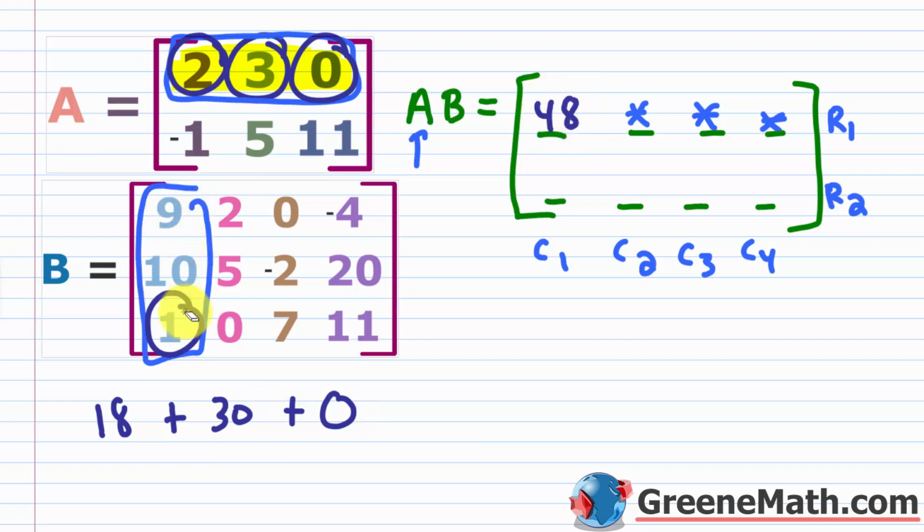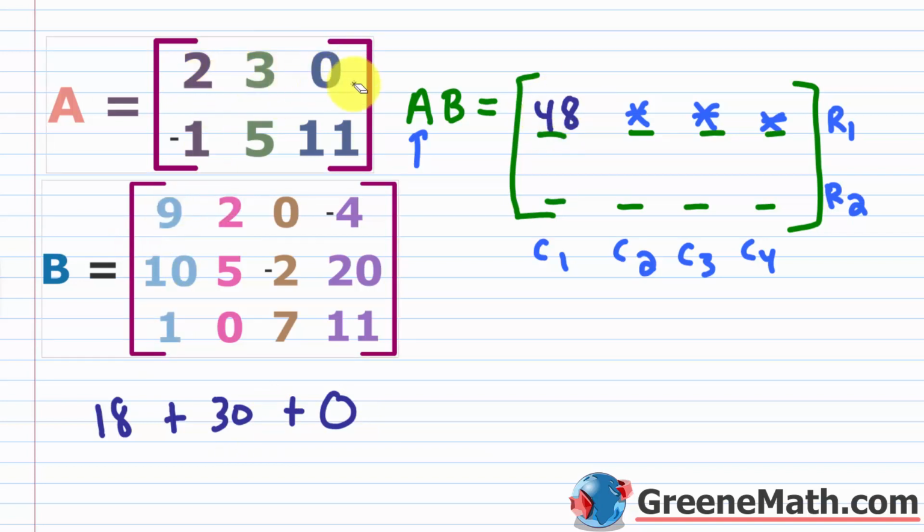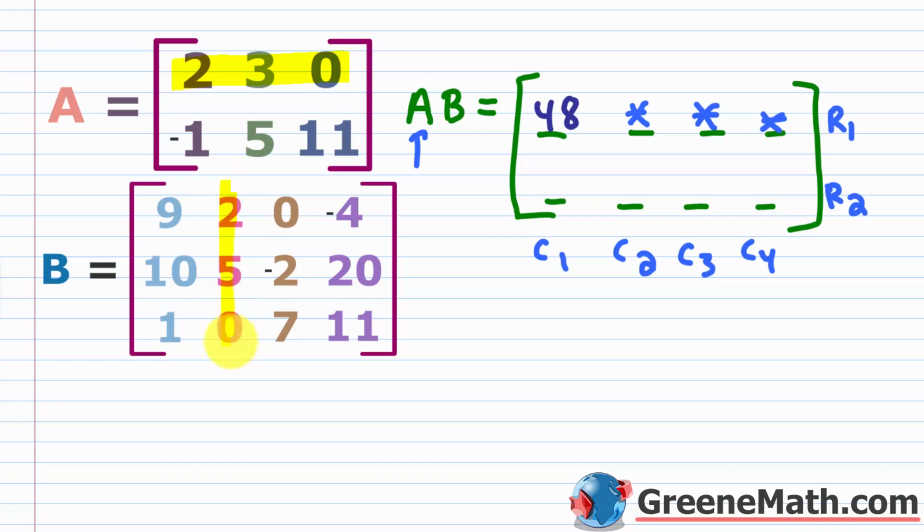So it's not that bad overall, but it does get a little bit tedious, especially if you have something that's bigger in nature. So let's erase this and move down to this one. So I'm still in the first row. I'm just going to the second column now, okay? So let me highlight that. We're going to do 2 times 2, which is 4, plus 3 times 5, which is 15, plus 0 times 0 is obviously 0, so you can just leave that off. 4 plus 15 is going to be 19. Okay, so that's how we get that one there.